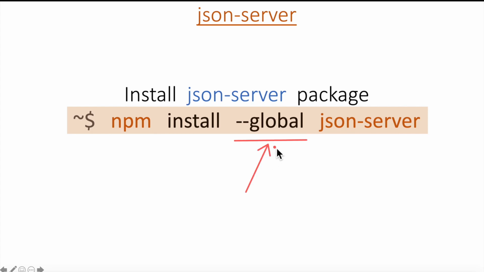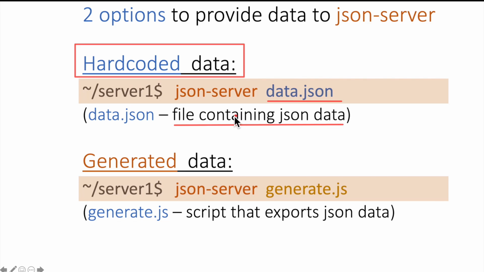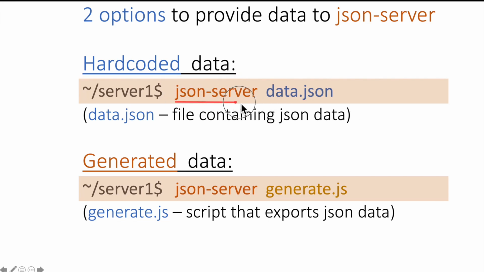Please do not forget to specify this global flag while running this command. This will be a one-time install because we are installing this package globally, so we do not need to run this command every time that we need to use JSON server. Once this installation completes, we can start JSON server, and there are two options to provide data to JSON server. The first option is we can give it hard-coded data. So for example, if data.json is a file containing JSON data, then we can just specify json-server followed by data.json.